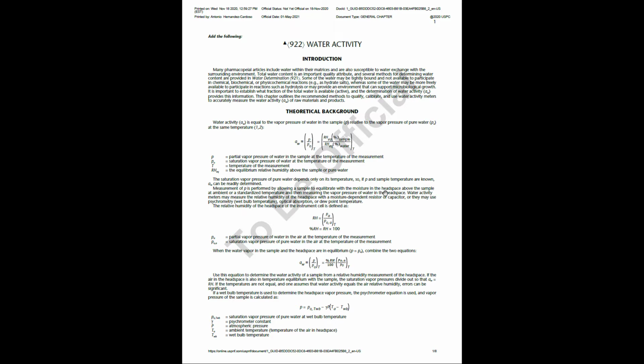Today I wanted to talk to you a little bit about the new upcoming method from USP for water activity, USP 922. This will become official in May 2021, and it serves as a complement to USP 1112 that was published back in 2006. And this method basically introduces the concept of water activity and its importance in pharmaceuticals.